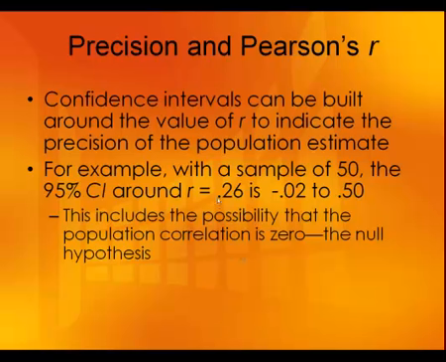Then what we're looking at is that R squared is 0.26. That is negative 0.0 to 0.50. And this includes the possibility that the population correlation is 0, which is essentially our null hypothesis, what we are trying to disprove most of the time.